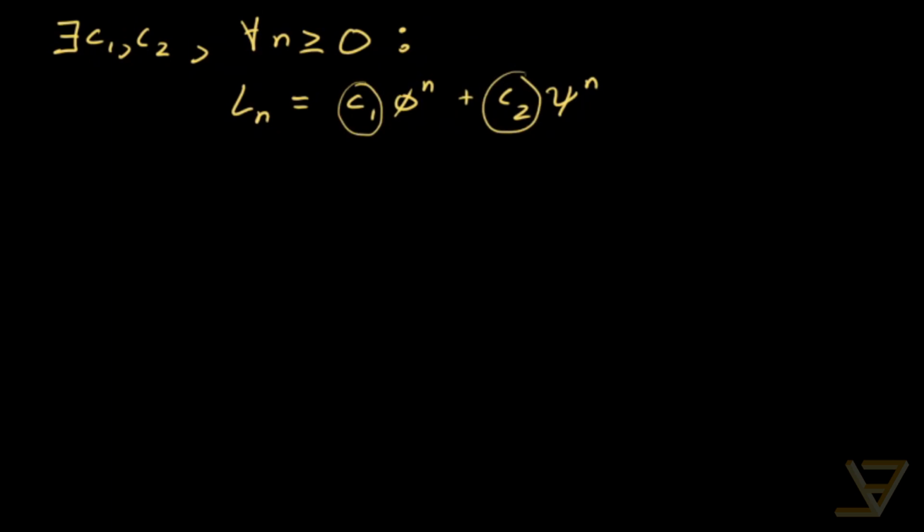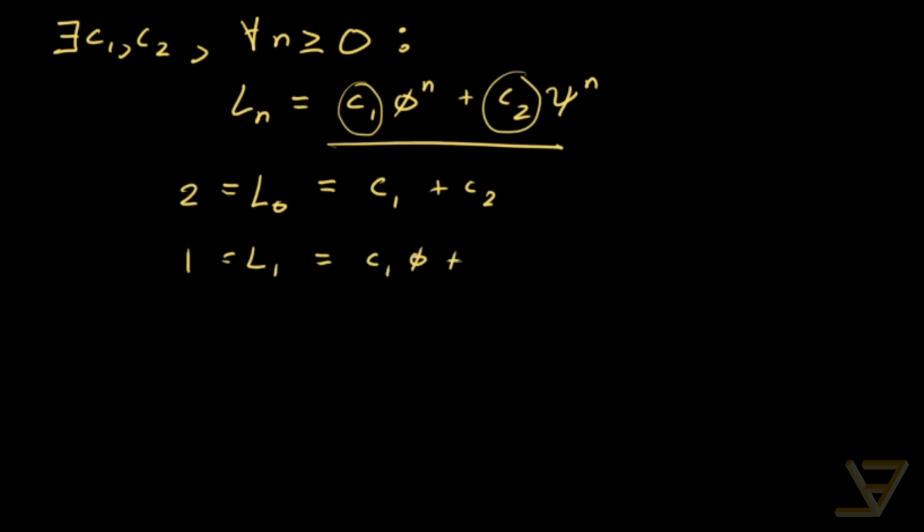What we'll do is use L0 and L1, because L0 is equal to 2 and L1 is equal to 1. So we know that by the recurrence, 2 is just c1 plus c2, and 1 is equal to c1 phi plus c2 c. So now it's just a matter of solving for c1 and c2.